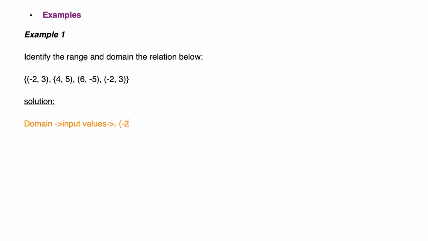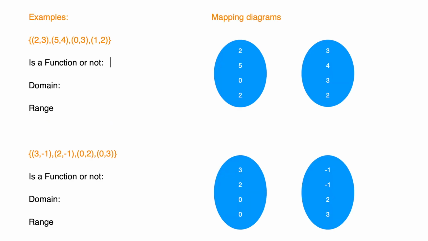Example number 1. Here we need to identify the range and domain of the relation below. We know that domain equals input values. So write down the input values they gave as -2, 4, 6, -2. So -2 is repeated, so we can write -2, 4, 6 as the domain, and range is output values. Here they gave 3, 5, -5 and 3. Here also 3 is repeated, so we write 3, 5, -5. These are the range and domain for the given relation.